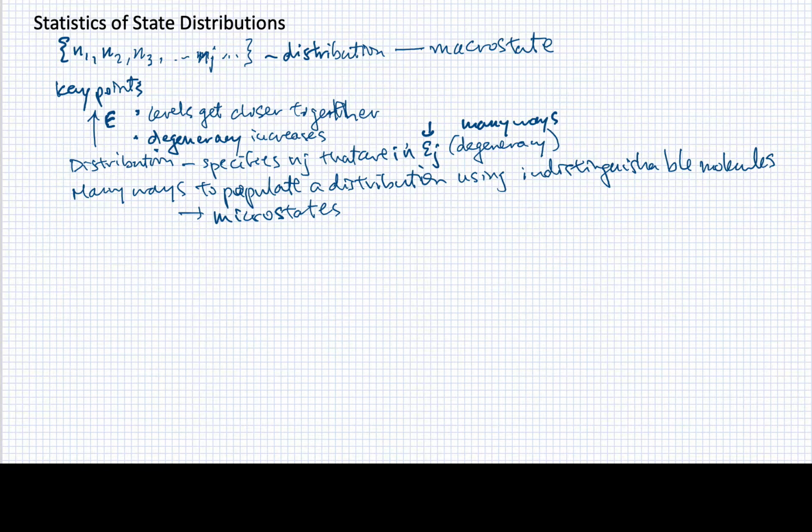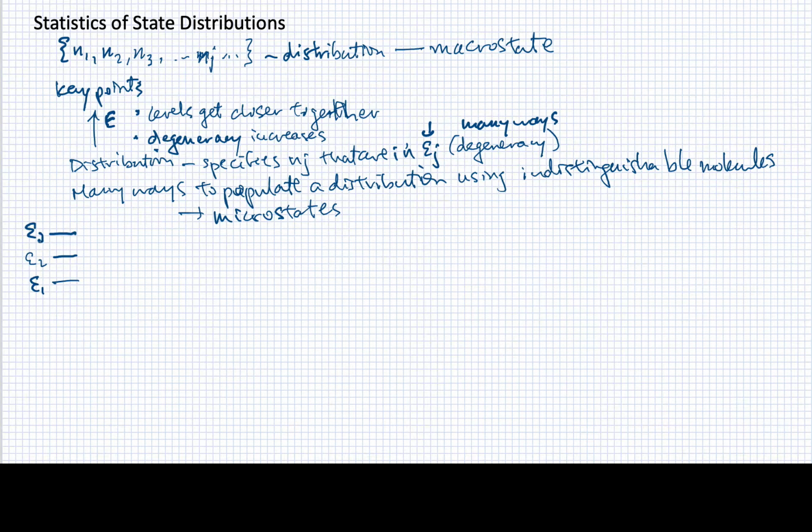So let me illustrate this with a quick example. Let's suppose that I have a simple system and I've got 3 energy levels in this system. I'll call those little e1, little e2, little e3. And let's say furthermore that I've got 1 molecule that's in E1, I've got 2 that are in E2, and 1 that's in E3.